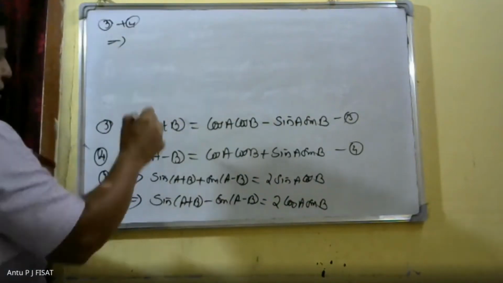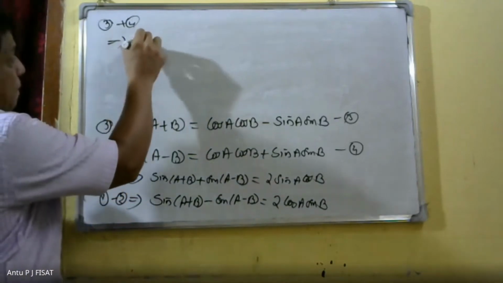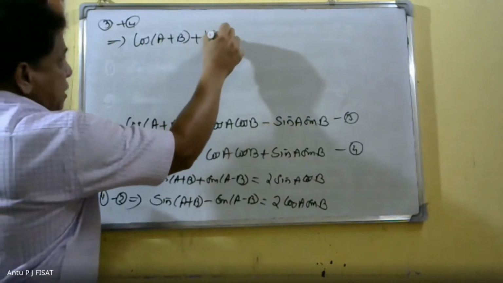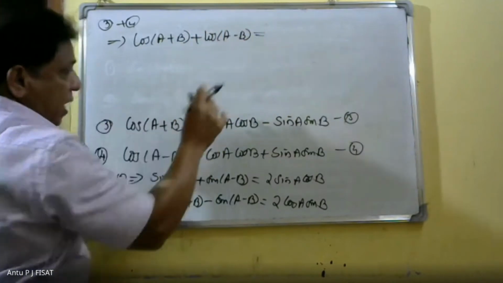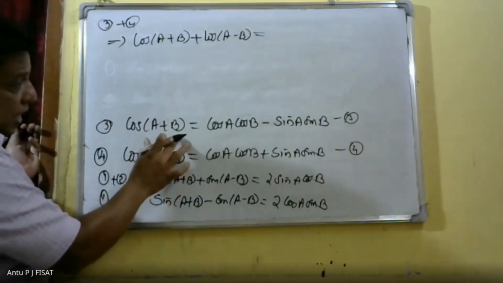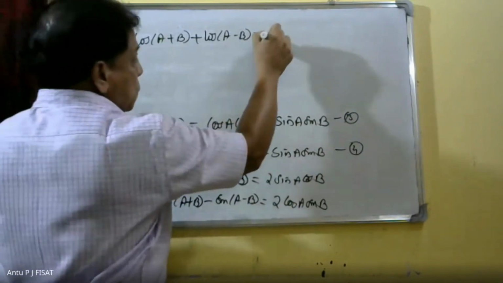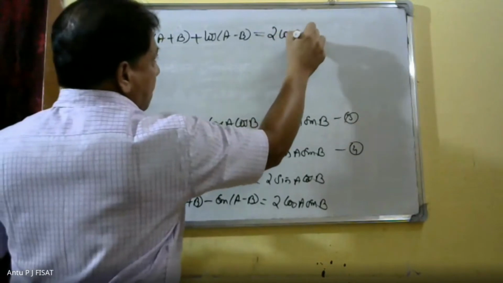We get cos A plus B plus cos A minus B. When you add these two equations 3 and 4, cos A plus B plus cos A minus B is equal to 2 cos A cos B.